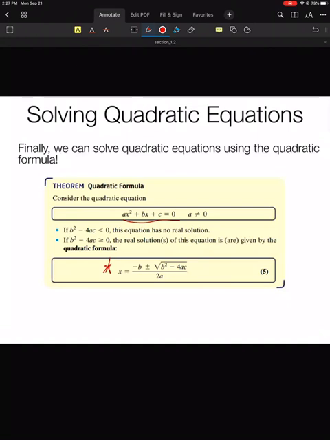And here we have a not being 0. If a was 0, we wouldn't have a quadratic. We would have a linear equation, and we know how to solve linear equations. So a being 0 is kind of boring. We need that to be not 0. And so there's the quadratic equation, and the quadratic formula is down below.